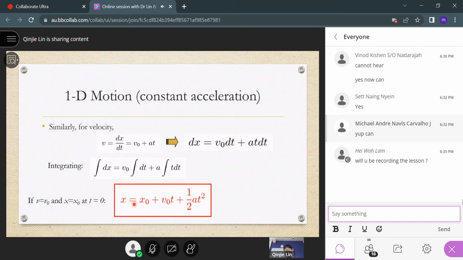This is x, which is the final position, equals x naught, which is the initial position, plus v naught t. v naught, remember, is the initial velocity. Then plus half a t squared. a is the acceleration, t is the time.